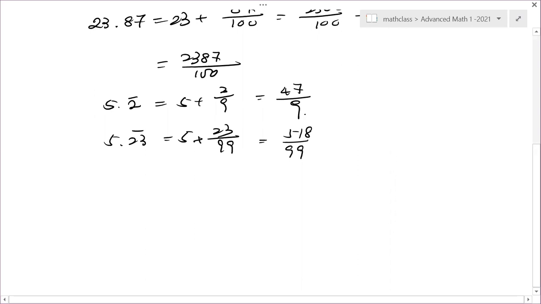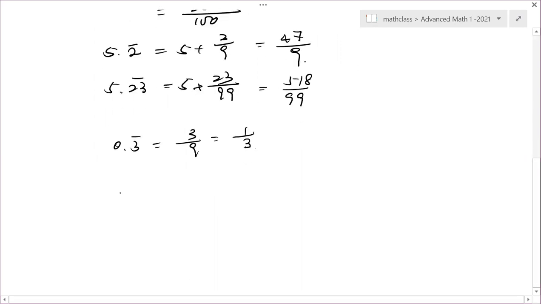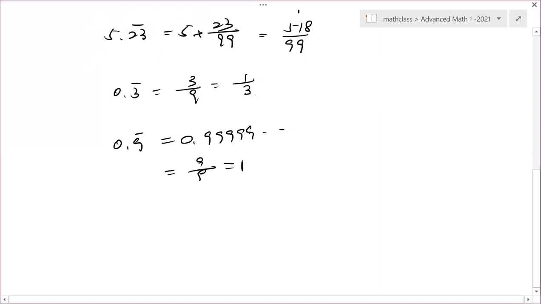Especially 0.3 bar is going to be 1 over 3. 0.3 bar is 3 over 9, but after simplifying, it's 1 over 3. Now, the most important in this case is 0.9 bar. 0.9 bar is 0.99999, but that's going to be 9 over 9, which is going to be 1.